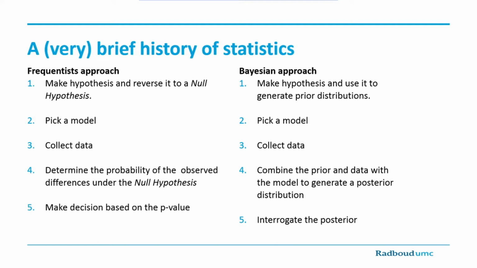There is no difference. Then you pick a model. For instance, we decide to compare the mean blood pressures between the groups treated with A and B. We collect some data, and we determine the probability of the observed blood pressure, or the difference in mean blood pressures, under the null hypothesis. This then gives us a p-value, and we make a decision based on that p-value.